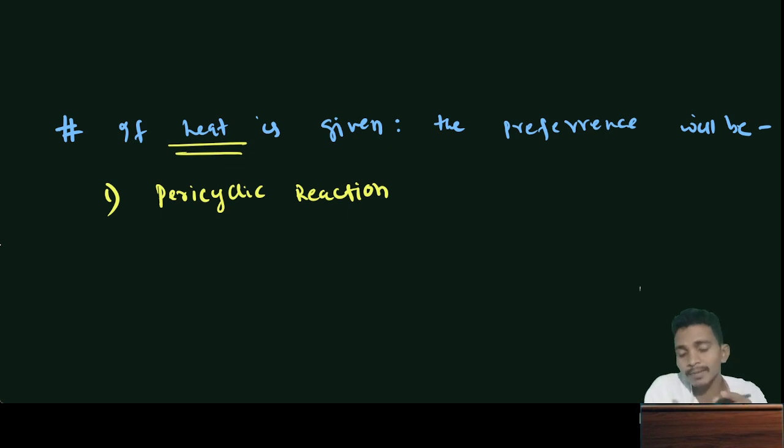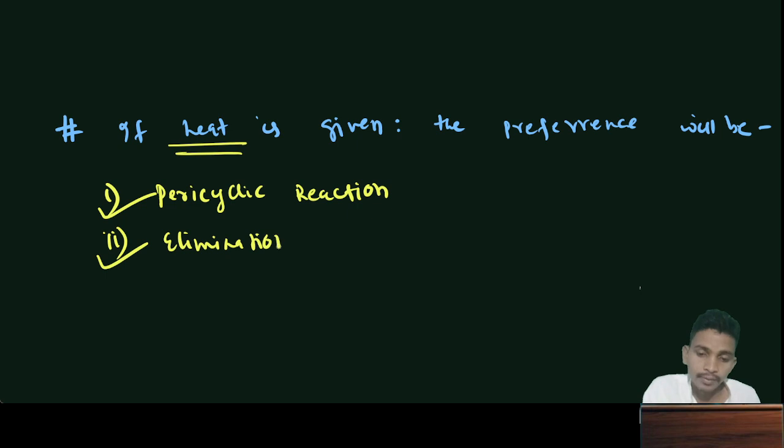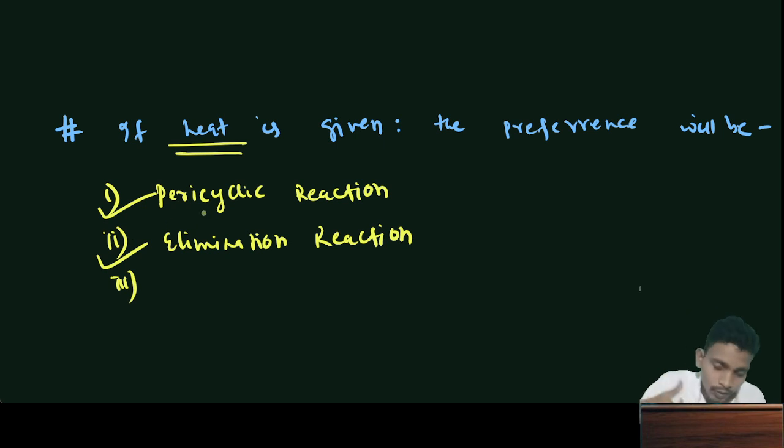Now if the substrate is not satisfying pericyclic reactions but heat is given, then other reactions also have a chance to occur, like elimination reactions. So the next preference, if pericyclic reaction is not happening, is to go for elimination reactions, which are sometimes possible. If elimination reactions are also not happening, then we look at decarboxylation reactions, which also occur if we give simply heat.